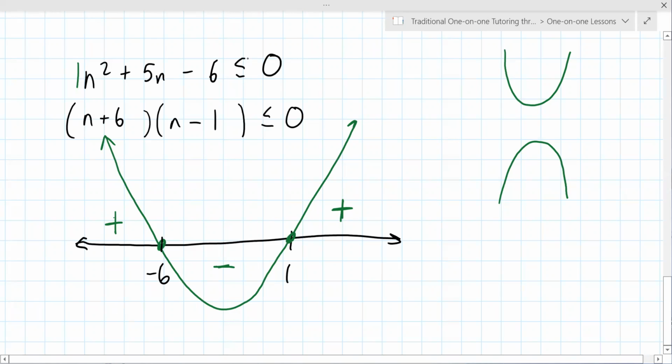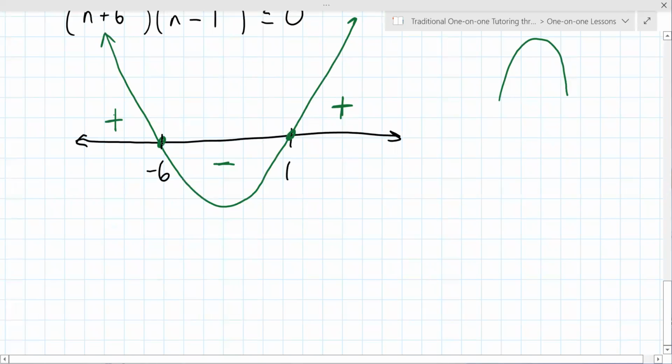Now, this one wants where it's less than or equal to 0. So you were asking me before, because we want less than or equal to, and these are filled in, is it soft or hard bracket at those points?